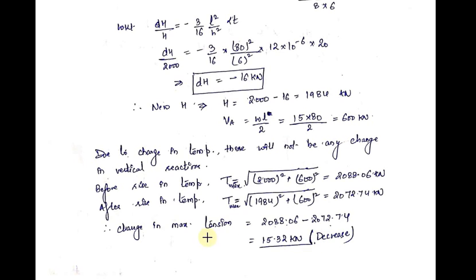Therefore, the change in the maximum tension, if I subtract the final value from the original one, will be 15.32 kilonewton. It is obvious from these results that the maximum tension decreases whenever there is an increase in temperature, because before the rise in temperature the value of the maximum tension was 2088.06, and after the rise in temperature the maximum tension decreased and became this. So whenever the temperature increases, the dip of the cable increases, the horizontal thrust decreases, and the maximum tension also decreases.